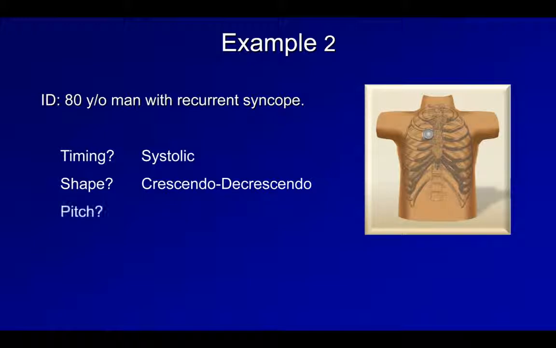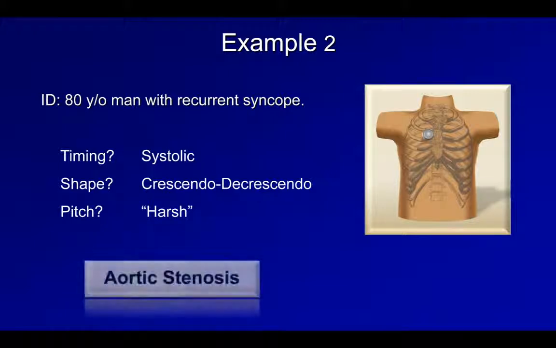Now what about the pitch? It's kind of hard to say what the pitch is. It has just a qualitatively unpleasant nature to it, which is usually labeled harsh. Therefore, which valvular disease is likely responsible for this murmur? Aortic stenosis. Let's listen once more.